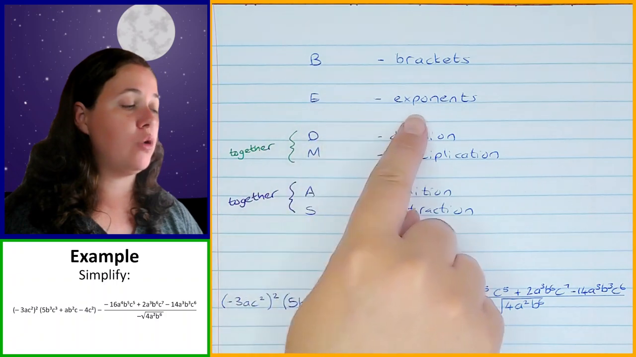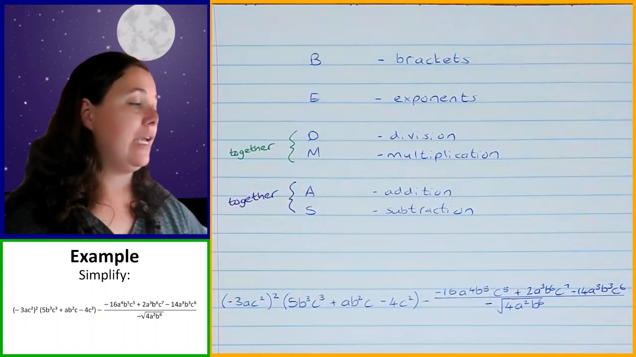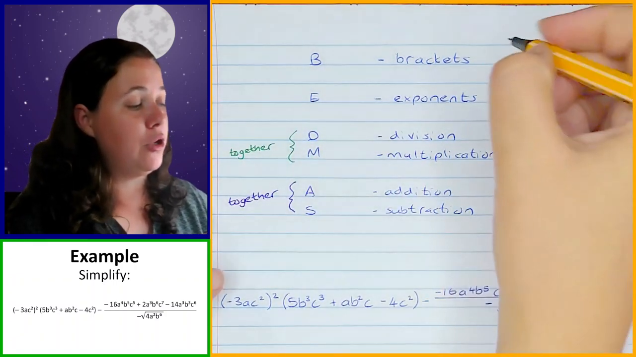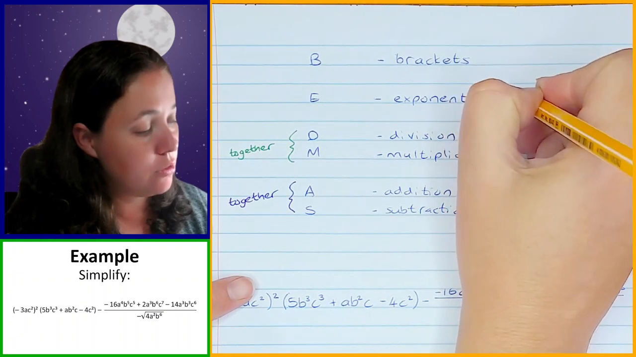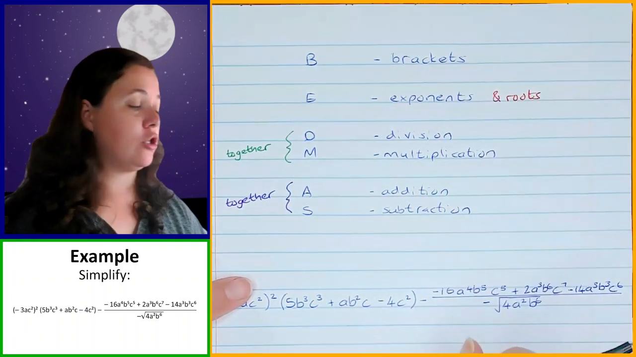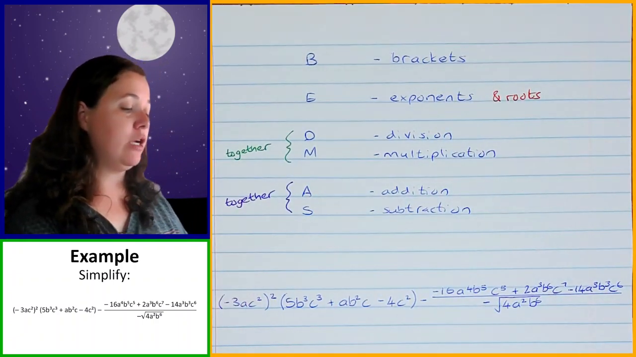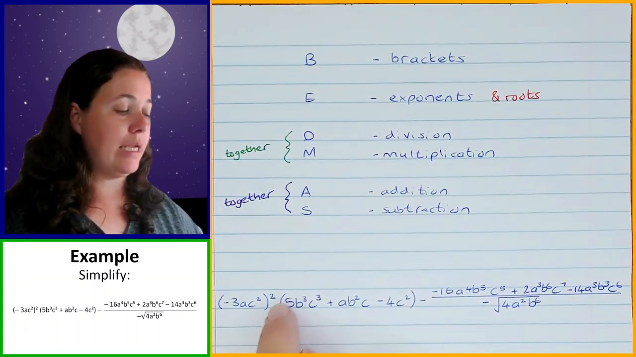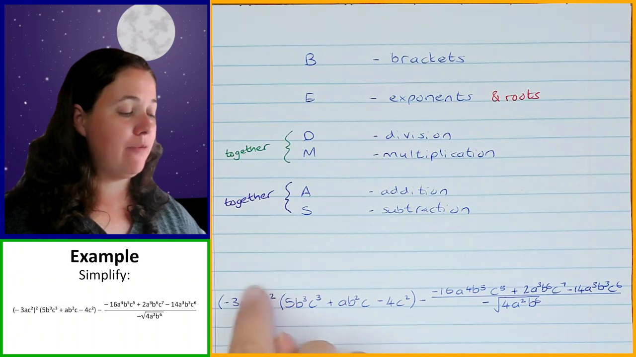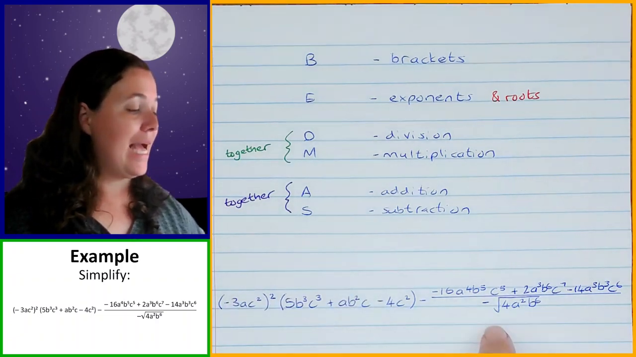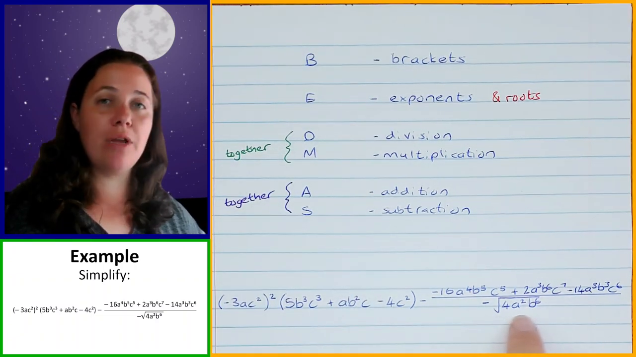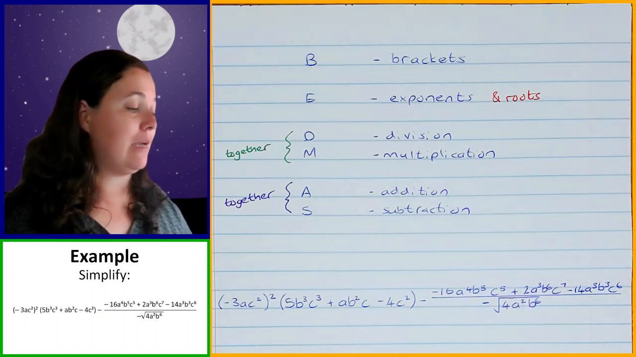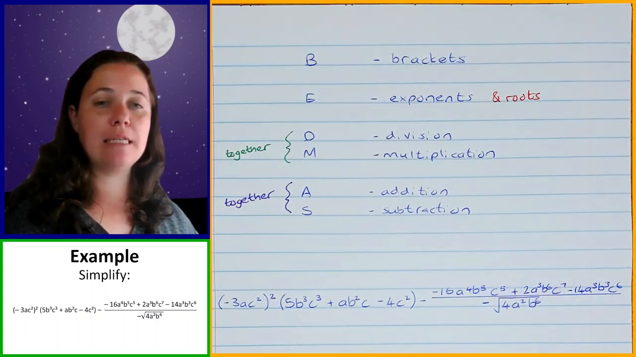Now we're going to go on to exponents. Now exponents includes both exponents and roots. Okay, roots are also going to come into that. So I'm going to do this over here where I've got -3ac squared, squared. So I need to simplify that exponent over there, and I need to simplify this root over here as well. So that's the first thing I'm going to do. Okay, so let's go and do that.